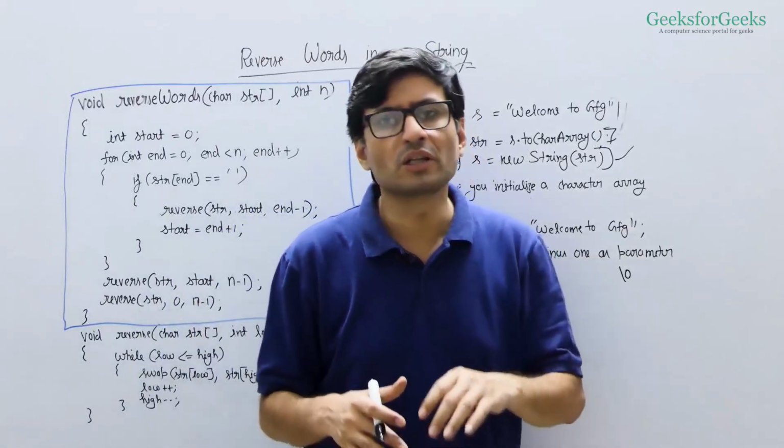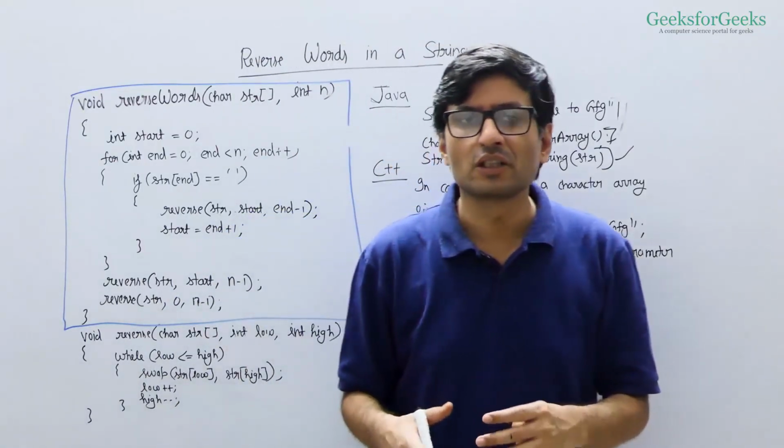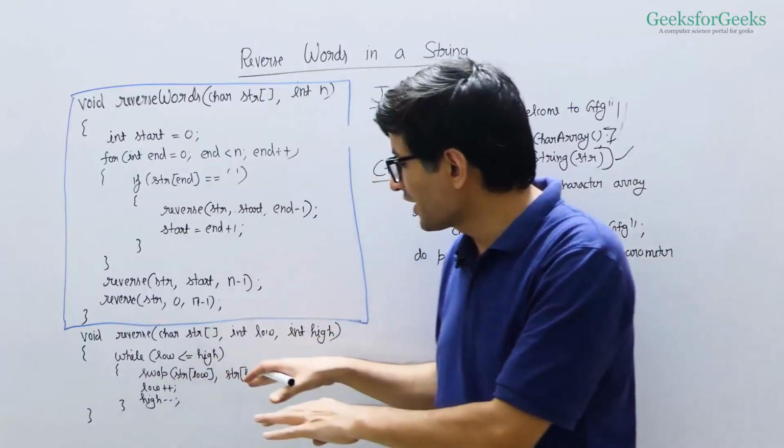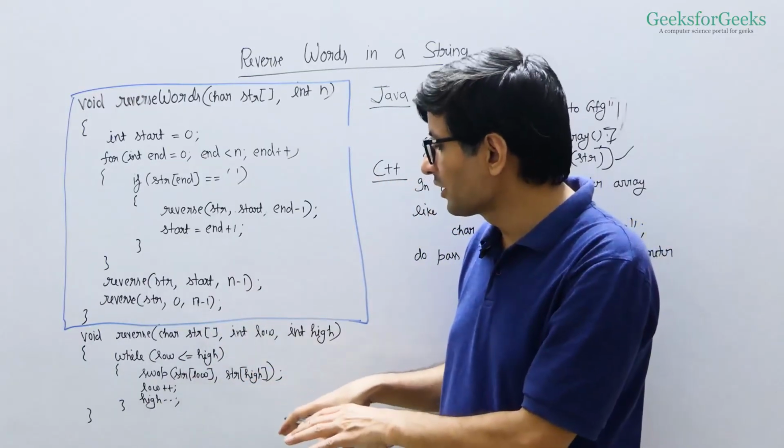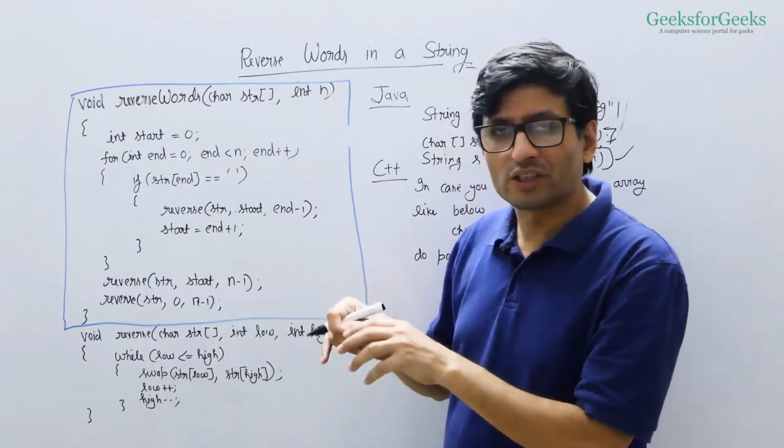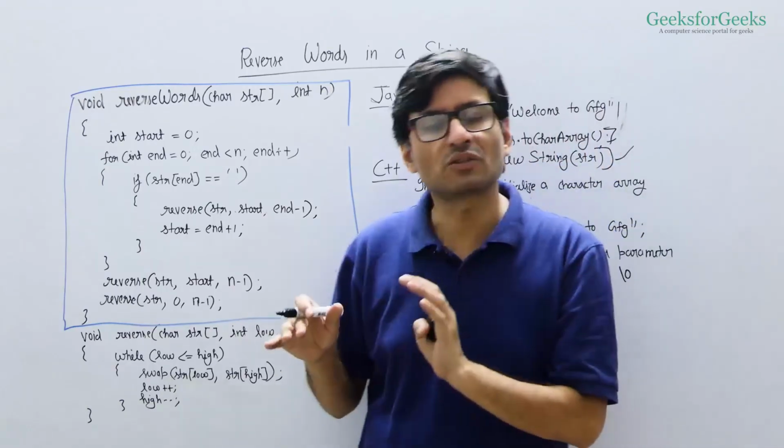So this is all about some syntax specific issues, but this implementation is really great. If you have a character array as input, you can reverse individual words without using auxiliary space.